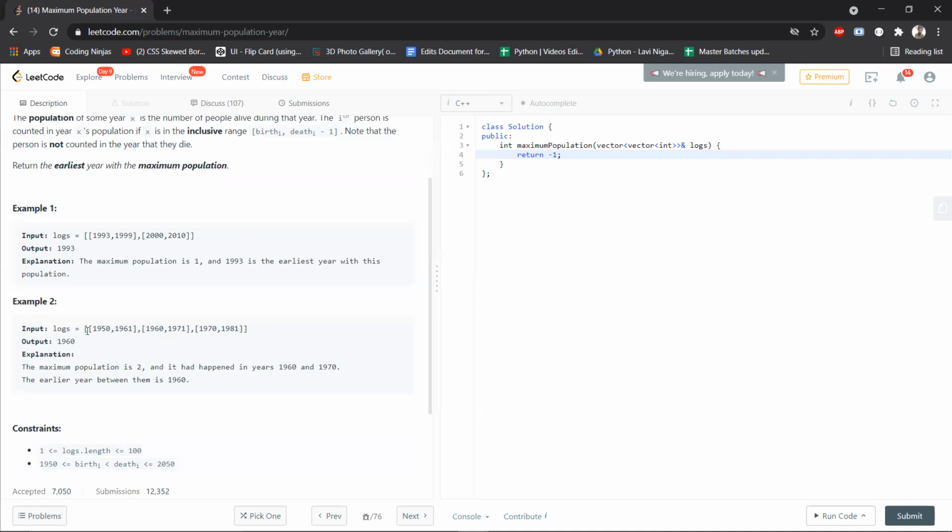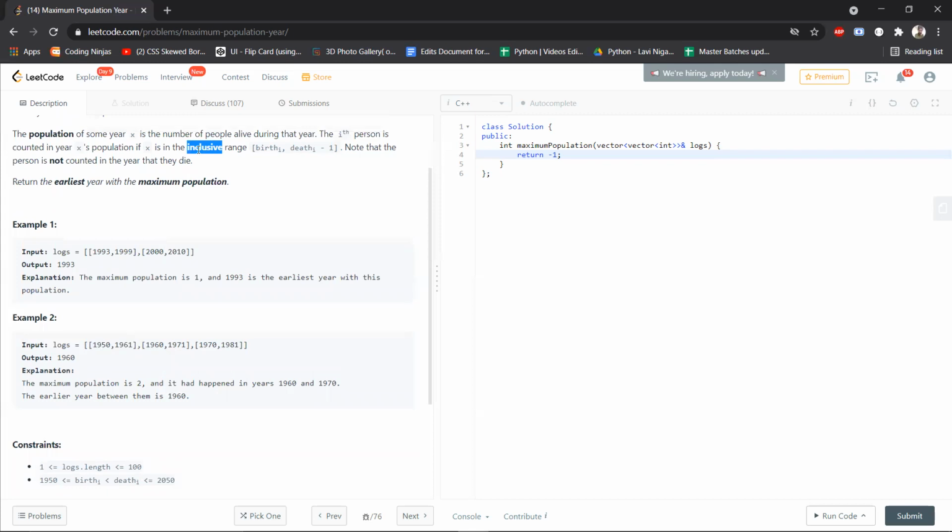Let's go over example number 2 also. A person was born in 1950, died in 1961. So we are including the range. The ith person is counted as alive in years x if x is in the inclusive range of birth and death minus 1. So a person is not counted in the year that he died. In 1961, the population is again 1. But for a brief time in 1960, the population was 2 because the first person was alive and the second person was born. Same goes for 1970.